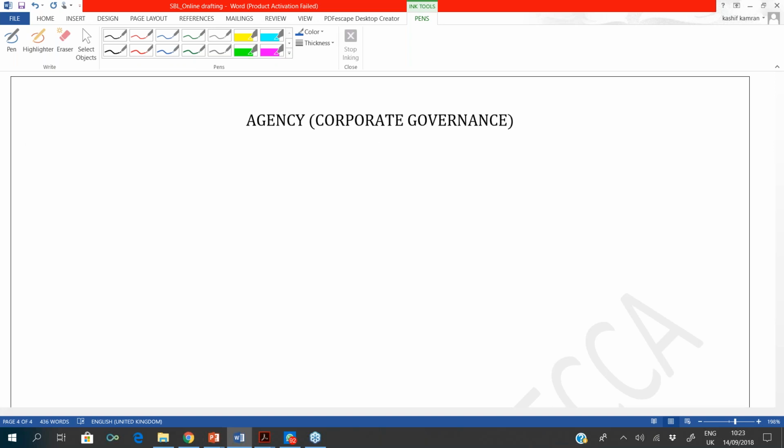Now, when we explore agency, please understand one thing carefully. We just got the definition that corporate governance is a system by which companies are directed and controlled. Now, I'll change the context. I've given you the breakdown of system, companies, direction, control. Now, see how I changed this line to agency: is a system by which companies are directed and controlled.